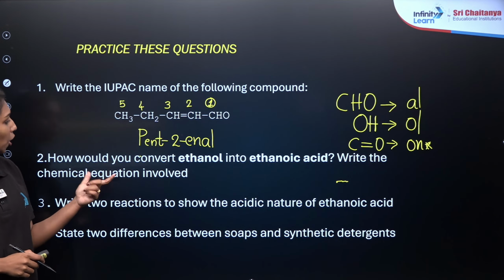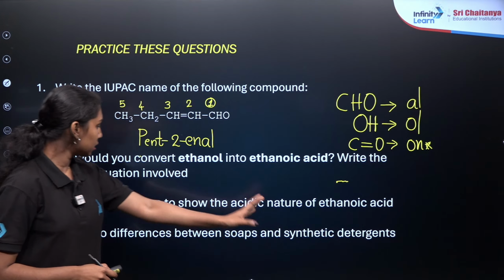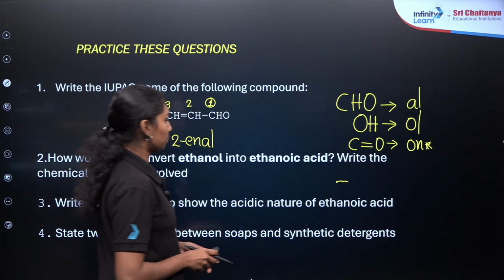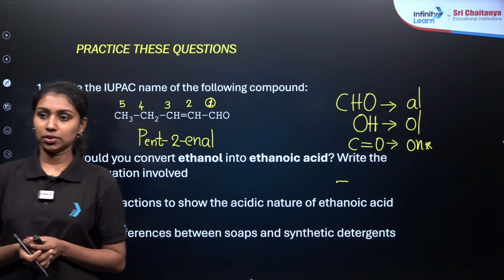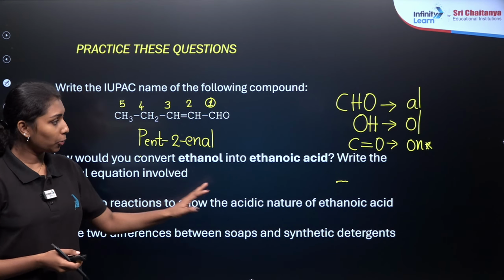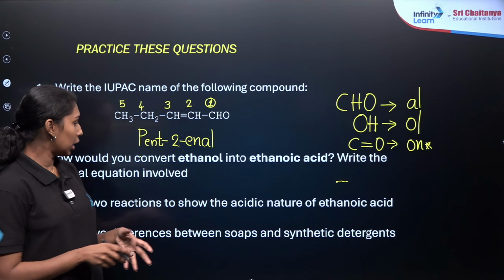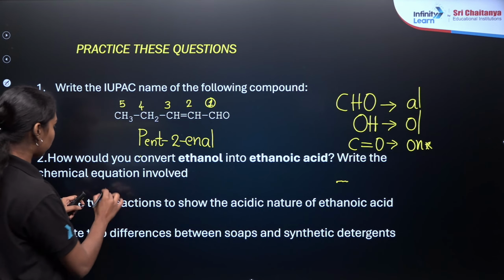The next question is how would you convert ethanol into ethanoic acid? Write the chemical equation involved. So is there any question based on the chemical equation? Just try to write down the balanced chemical equation here. So here it is C2H5OH, right? Ethanol.